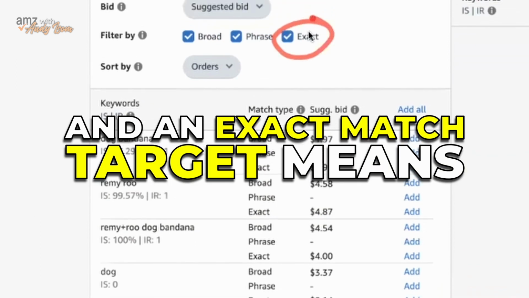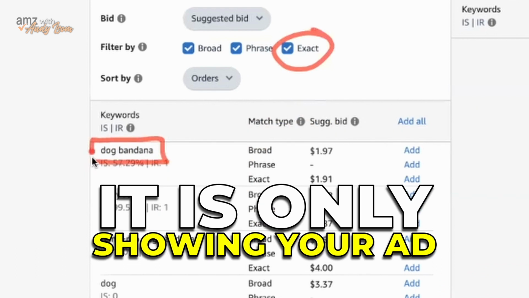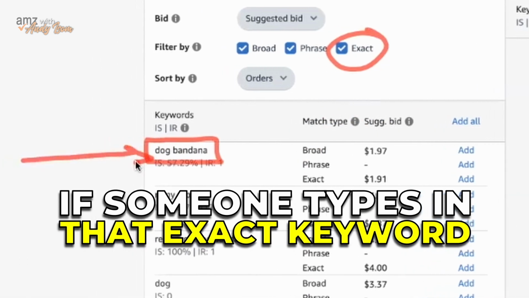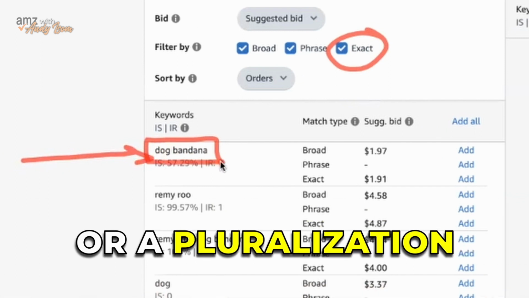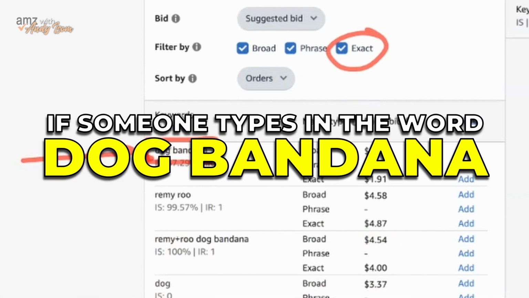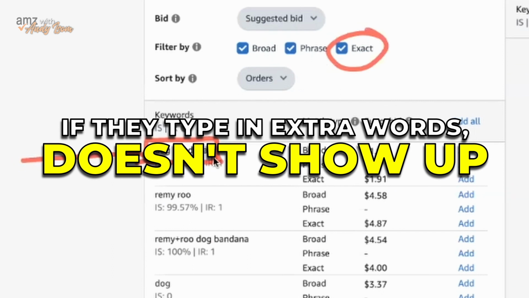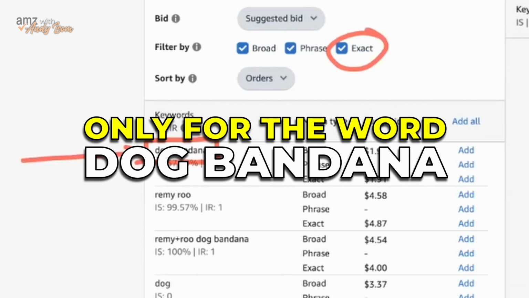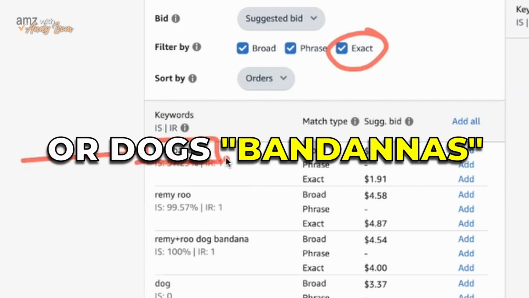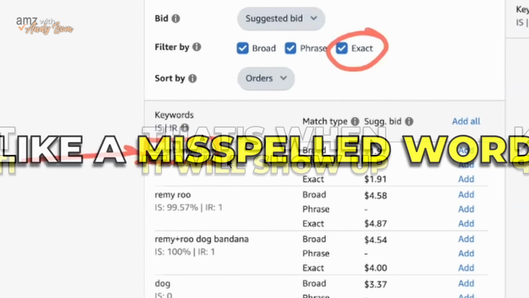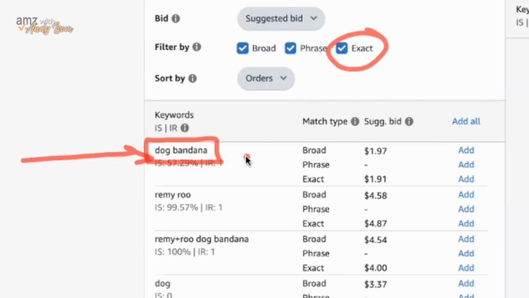And an exact match target means it's only showing your ad if someone types in that exact keyword or a misspelling or a pluralization. So if someone types in the word dog bandana, that's it. If they type in extra words, it doesn't show up. Only for the word dog bandana or dog bandanas or dog's bandana or dog bandanas with 2 N's, a misspelled word, that's when it will show up. But dog scarf, not going to show up.